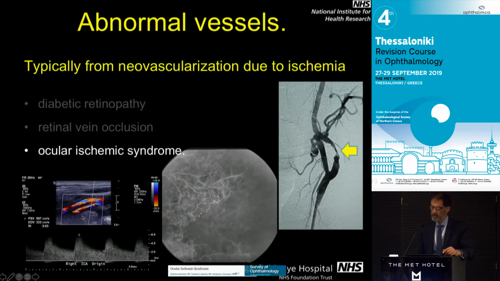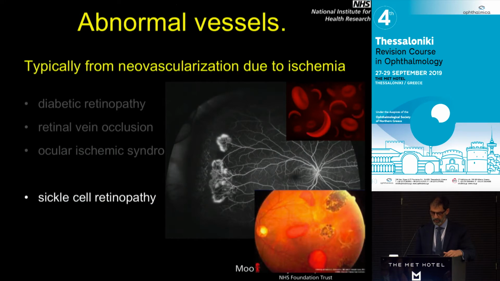And the third thing we see relatively commonly is ocular ischemic syndrome, where you may or may not have anything compromised within the eye, but what happens is the overall blood flow through the internal carotid system is compromised due to a significant stenosis. So all of these drive ischemia. Ischemia drives new vessel growth.